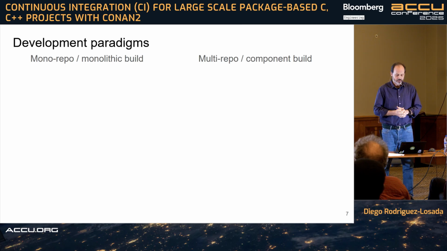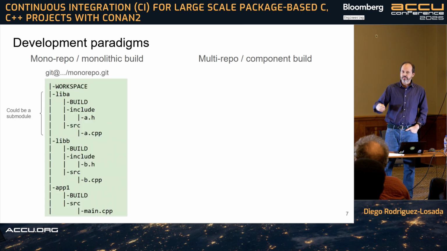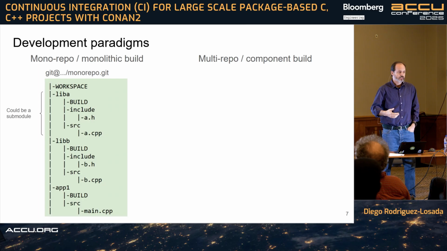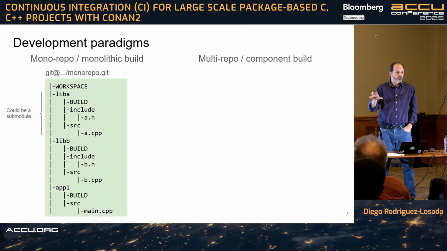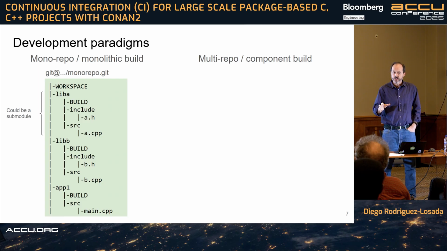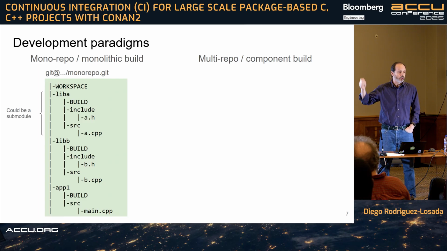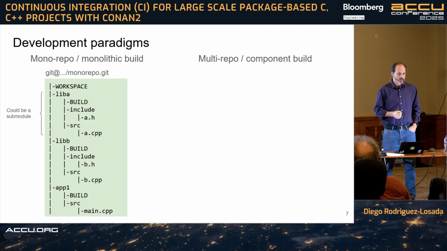So when we are talking about these two development paradigms, the mono-repo one is basically a large project. It can be a single repo project, or it might have some tooling, like submodules for the subprojects. But the core idea in the mono-repo is that we have a monolithic build. You basically change something and you build the whole thing in some way.